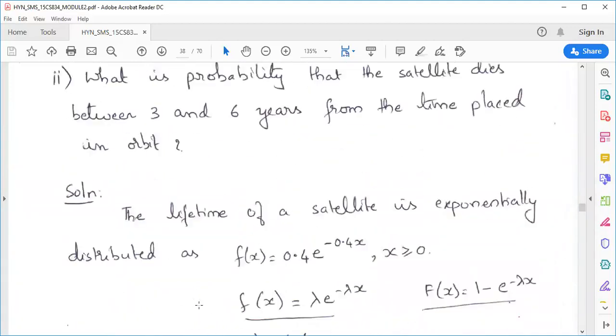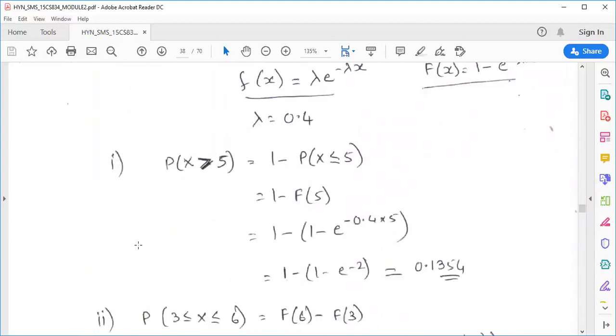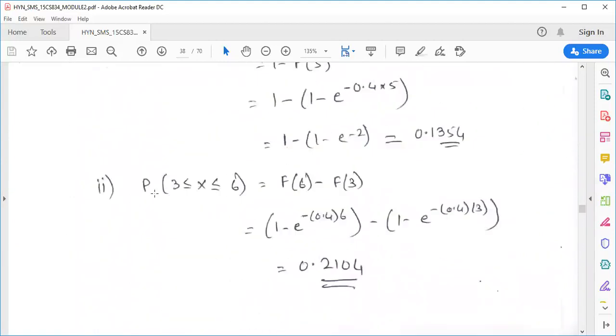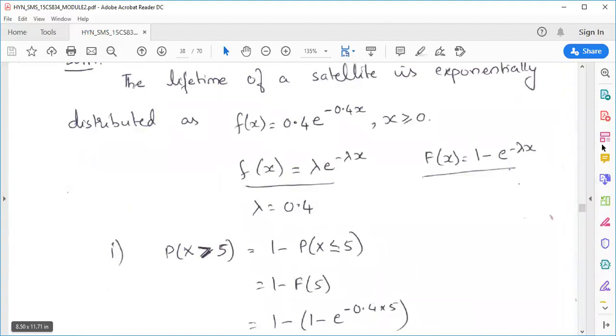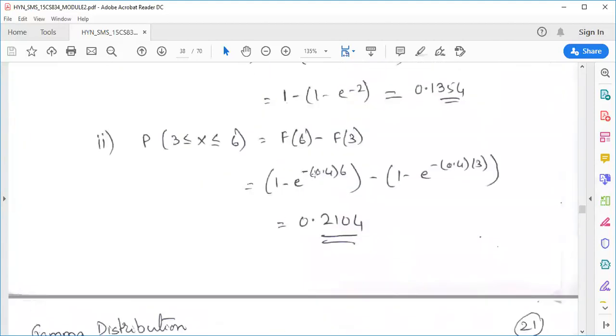The second question was to find the probability that the satellite dies between 3 and 6 years from the time it is placed in an orbit. So we have to find the probability between 3 and 6 years. We take it as probability of 3 less than or equal to x less than or equal to 6, which will be equal to f of 6 minus f of 3. So make use of the formula for exponential distribution, which is 1 minus e to the power of minus lambda x. We will get it as 1 minus e to the power of minus 0.4 into 6 minus of 1 minus e to the power of minus 0.4 into 3. So if you solve this, you will get your final answer.